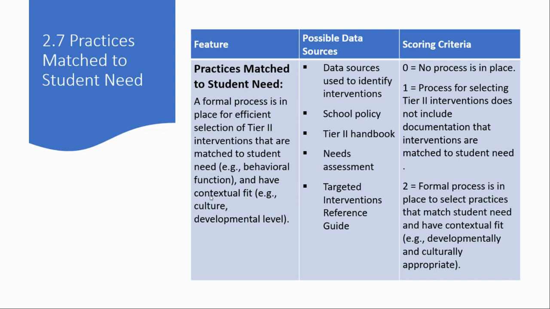So possible data sources include data sources used to identify the interventions, the school policy, the tier 2 handbook, the needs assessment, and the targeted interventions reference guide. A team receives a 0 if there's no process in place. The team receives a 1 if there's a process for selecting tier 2 interventions that does not include documentation that the interventions are matched to students' needs. And the team will receive a 2 if a formal process is in place that matches students' needs and has contextual fit that is developmentally and culturally appropriate.